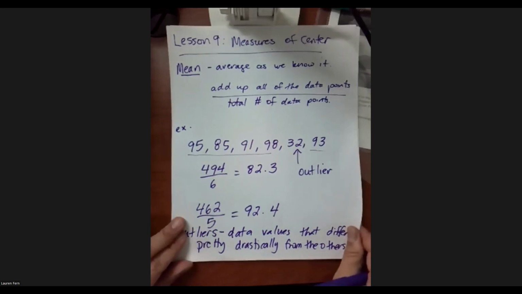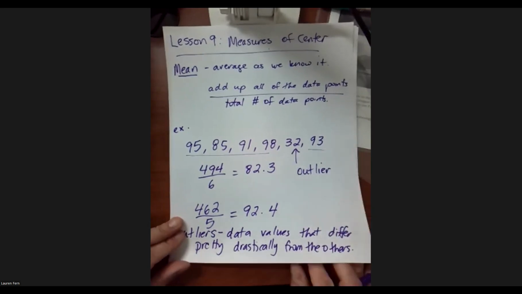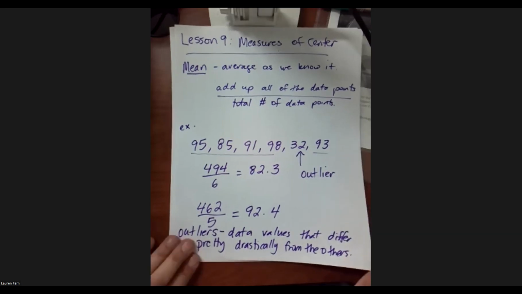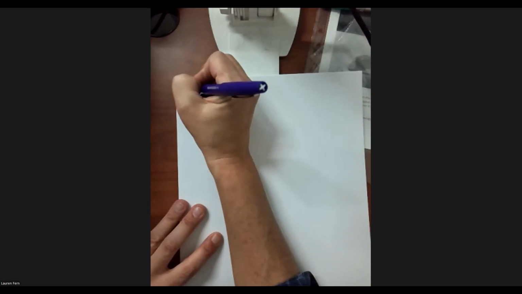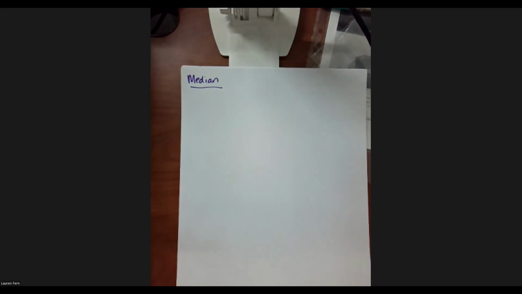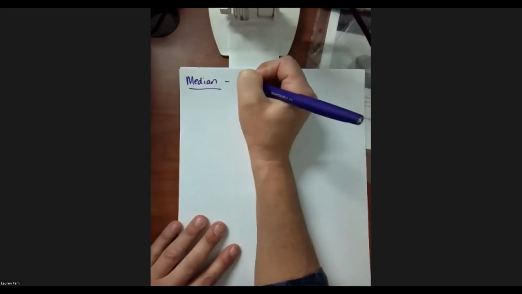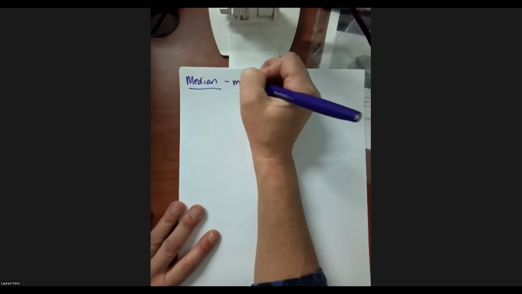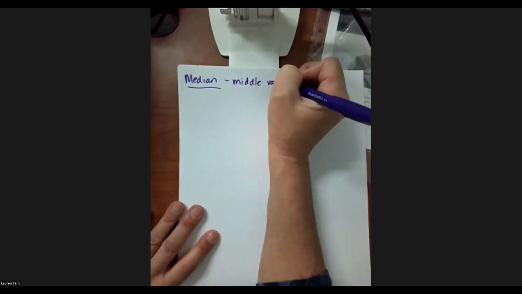Okay. So next, we'll get to the calculator pushing buttons probably on Friday, but we'll finish up lesson 9 on Friday for sure. So there's our mean. Now, another common way to measure our center is called the median. Again, our calculator will give us this value, but it is by definition the middle value.